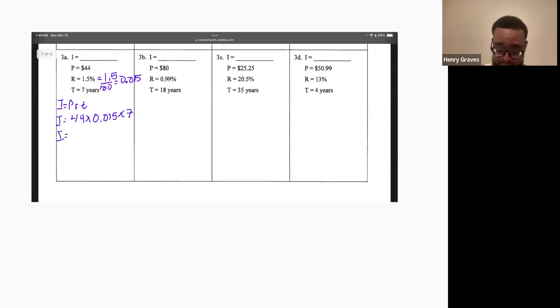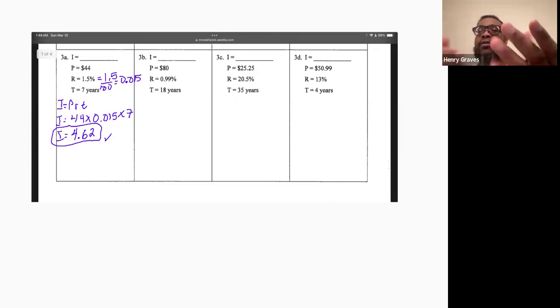44 times 0.015 times 7 means she's going to pay, oh, that's not bad. He has to pay back $4.62. In fact, whenever you guys one day get a payday loan, they don't usually go for anything less than $200, because for them, they're not going to make a lot of money if you only need like 50 bucks, right?